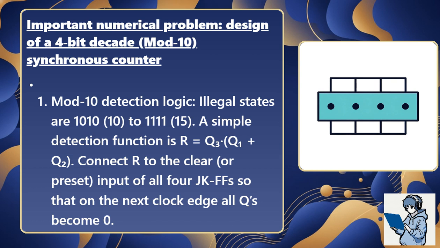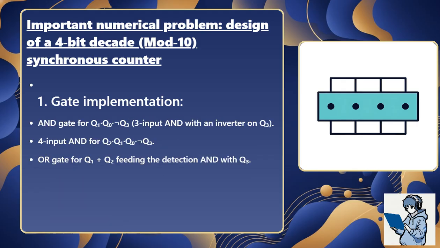A simple detection function is R = Q3 and (Q1 or Q2). Connect R to the clear or preset input of all 4 JK flip-flops so that on the next clock edge all Qs become 0. Gate implementation.